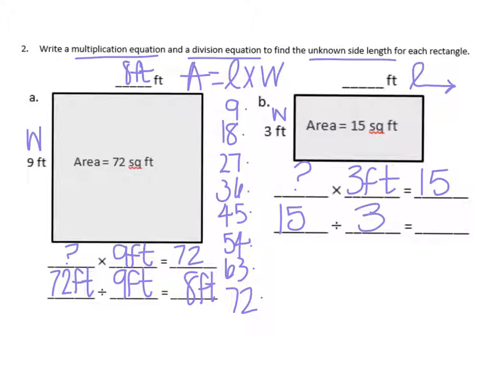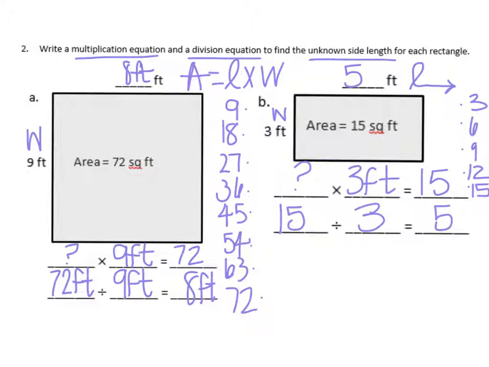Count by 3s until you get to 15 and see how many times you had to count by. Pause the video while you work and replay when you are ready or if you get stuck. So here are my 3s. 3, 6, 9, 12, 15. I had to count 1, 2, 3, 4, 5 times in order to get to 15. So that means that the missing side length is 5.